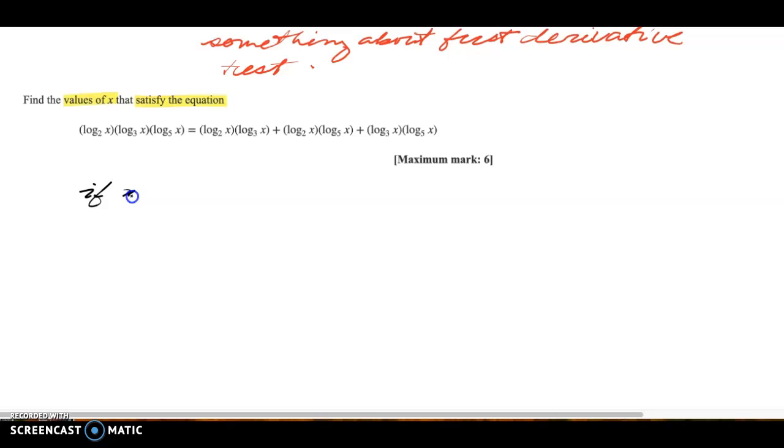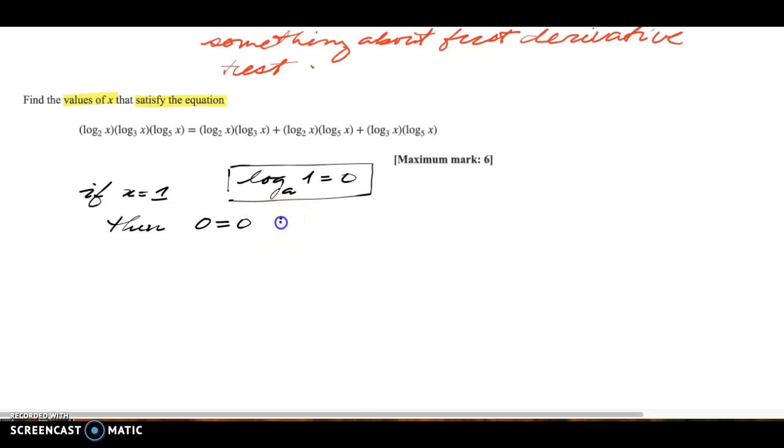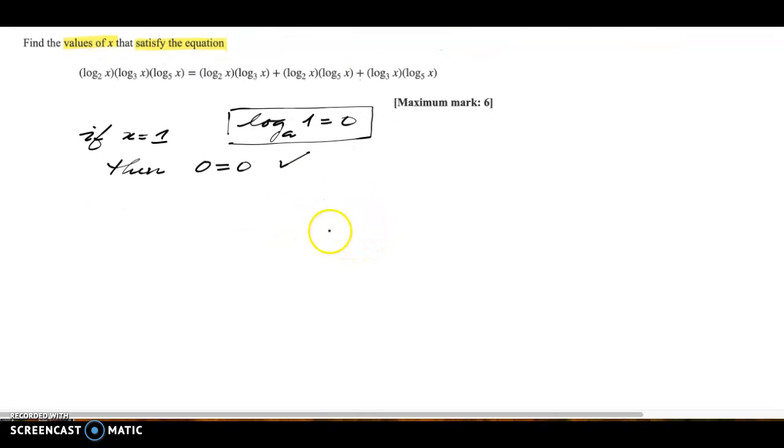If x were equal to 1, that means all of these x's are 1s, and we know that log of any base to 1 is equal to 0. Just a fact. That's the definition of a log. So we know if x equals 1, then we have 0 equals 0. True. So okay, that's one.